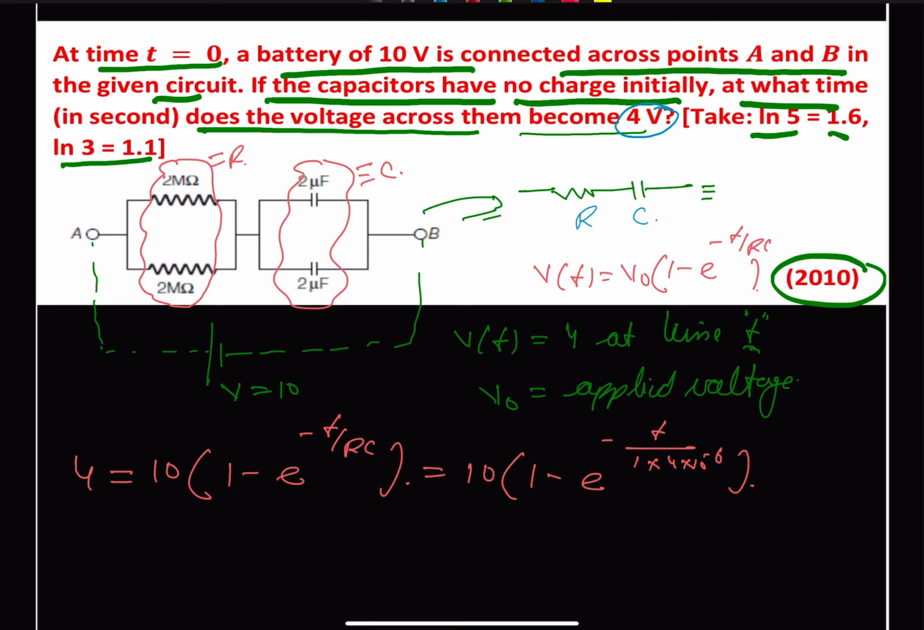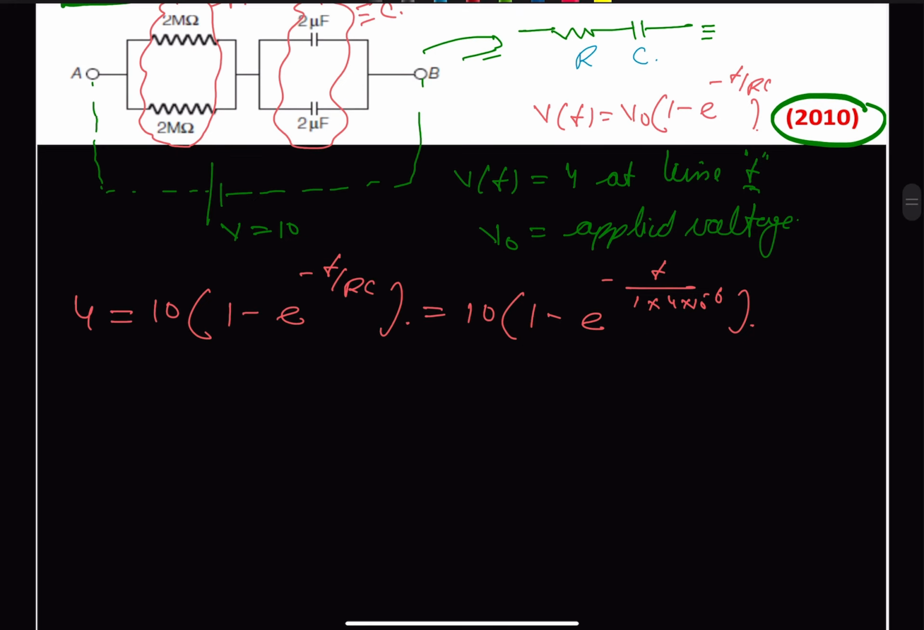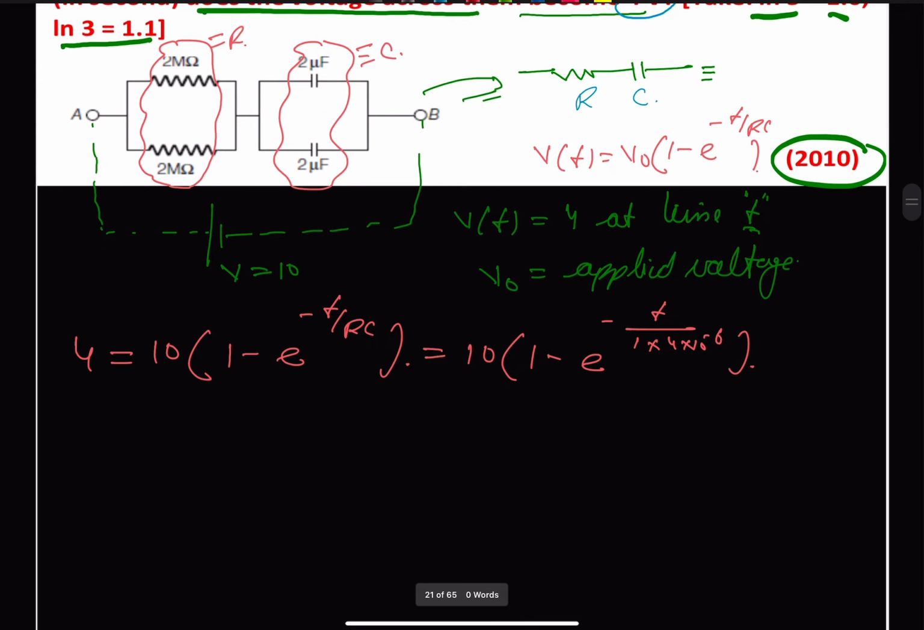We can easily solve it because we need to find out time t, and now it is quite simple. So this comes as 4 upon 10 is equal to 1 minus e to the power minus t upon 4 into 10 to the power minus 6, and we can write this as e raised to the power minus t upon 4 into 10 to the power minus 6 is equal to 3 by 5.